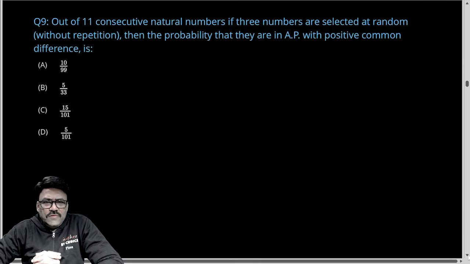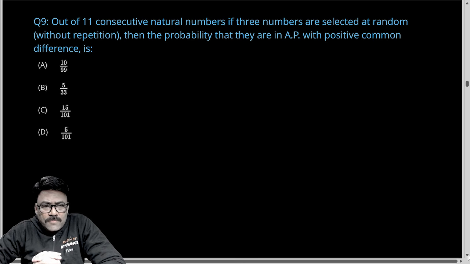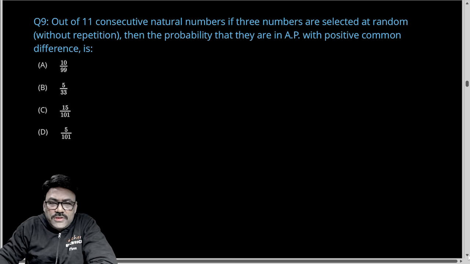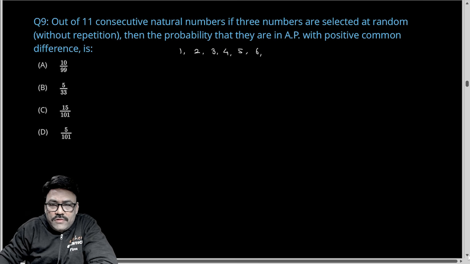See this question. This is from probability. Out of 11 consecutive natural numbers, if 3 numbers are selected at random without repetition, what is the probability that they are in AP? So let's say the 11 consecutive natural numbers are 1, 2, 3, 4, 5, 6, 7, 8, 9, 10, 11.